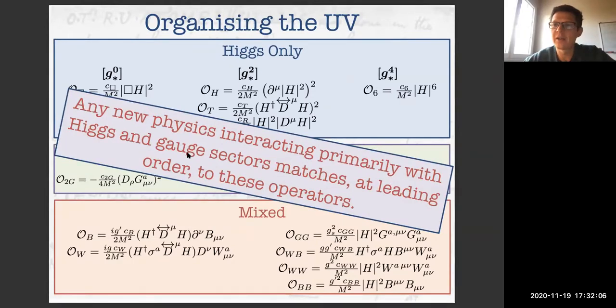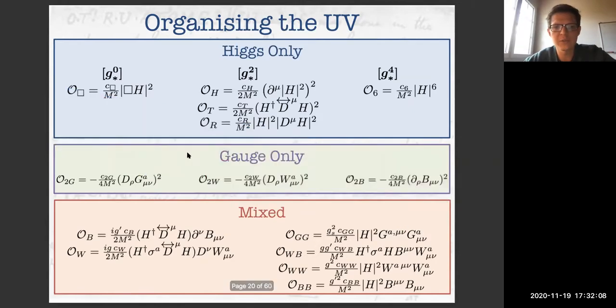Organizing these operators by engineering dimension, we've got all the dimension 6 ones. And these are all of the operators that will be generated if new physics is in the Higgs and gauge sector. So if it interacts with fermions, you will generate other operators as well. But if at leading order, the new physics is just in the Higgs and electroweak sector, these are the leading order dimension 6 operators you will generate. And I've ordered them in terms of coupling constant dimension along the top here.